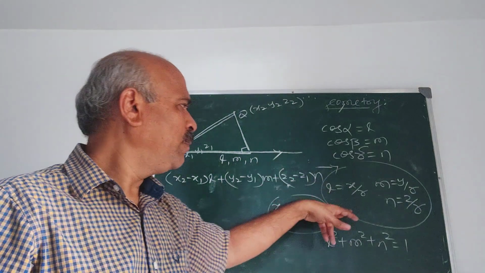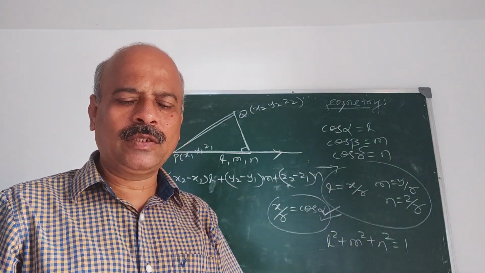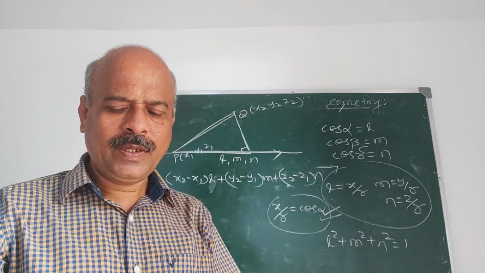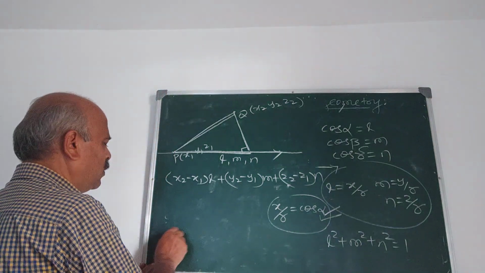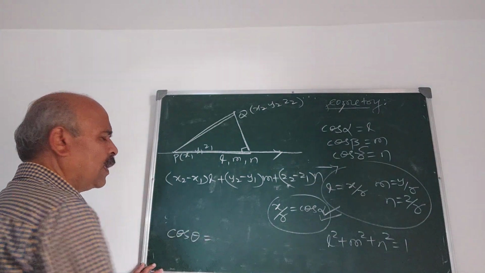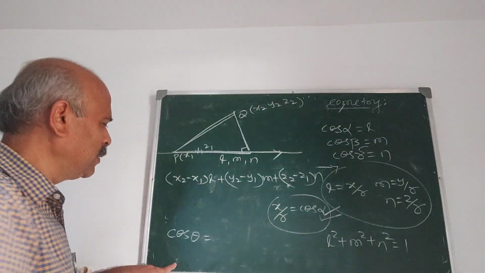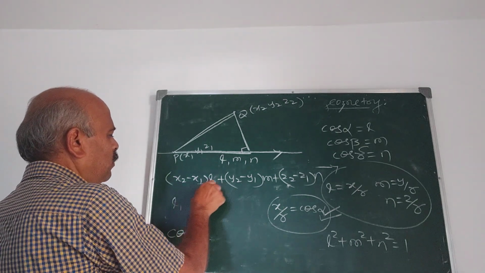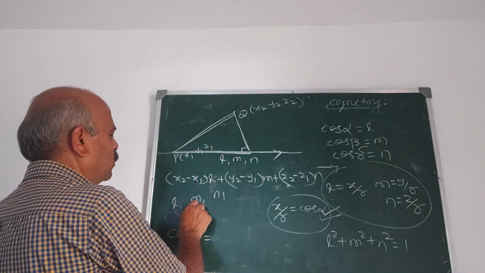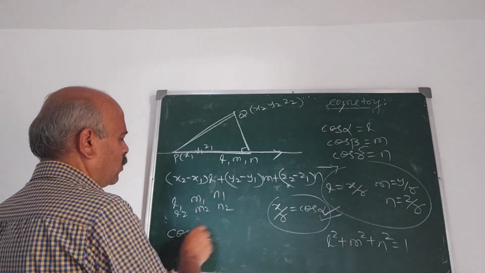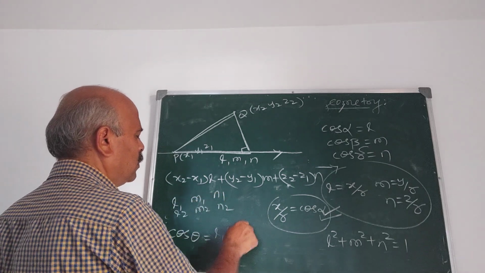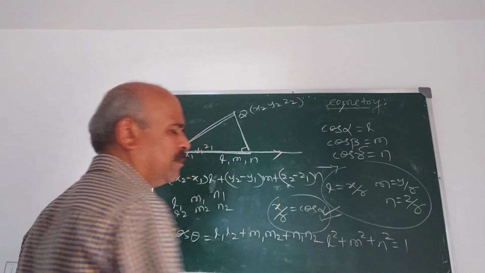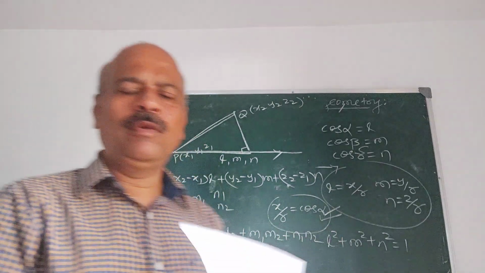I will explain what results are to be used while studying sphere, cone and cylinder. Next is the angle between two lines. You have studied the formula: suppose theta is the angle between two lines whose direction cosines are L1, M1, N1 and L2, M2, N2. Then cos theta is L1 L2 plus M1 M2 plus N1 N2. This is the angle between the two lines.